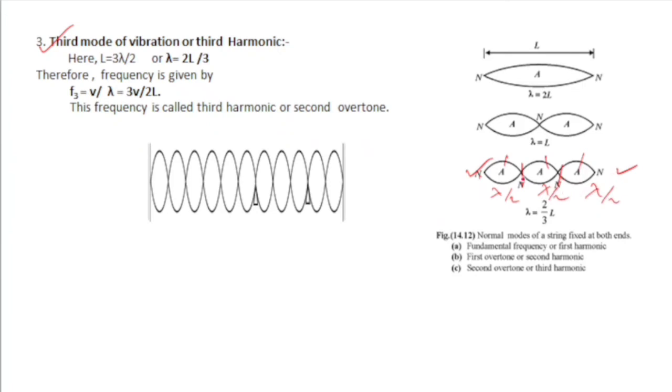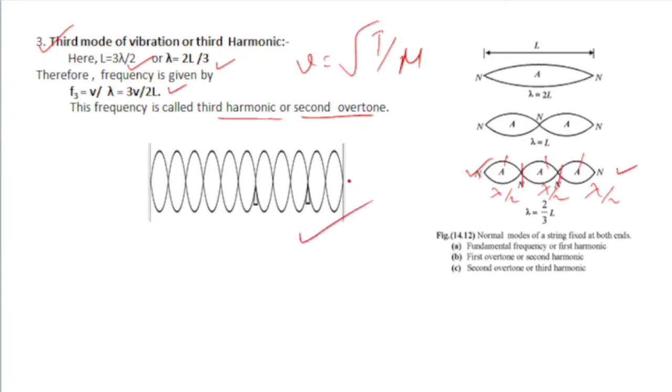It means 3 lambda by 2. So L is equal to 3 lambda by 2, and lambda equal to 2L by 3. So you can find the third frequency as V by lambda, and putting the value of lambda, you get 3V by 2L, where V is equal to root over T by mu. This frequency is called the third harmonic, or you can say the second overtone. In this way, a standing wave or stationary wave is formed in the case of a string like this one.